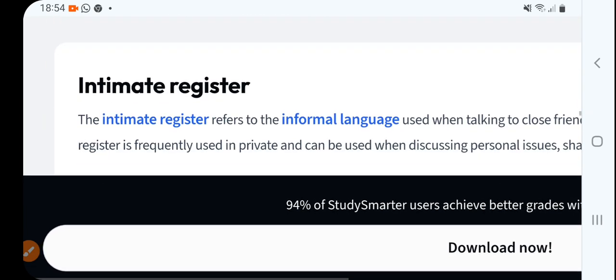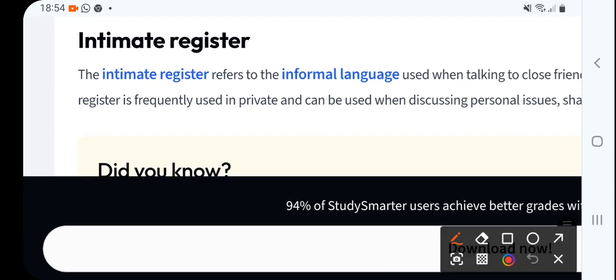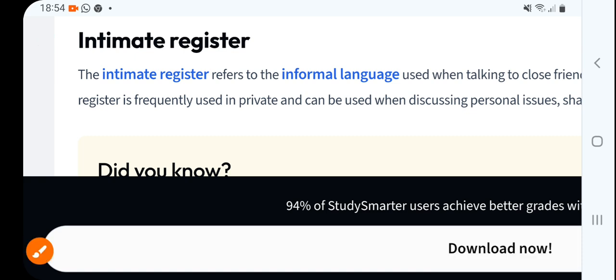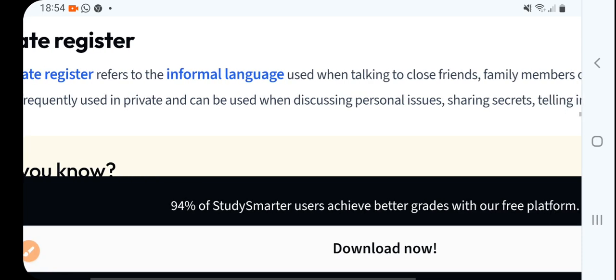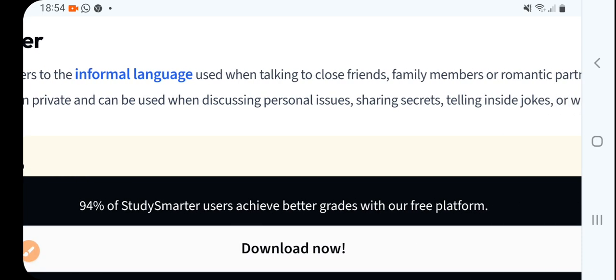Now the next one is the intimate register. After the casual register, the fifth one is the intimate register. The intimate register refers to informal language, because it shows intimacy, used when talking to two close friends.